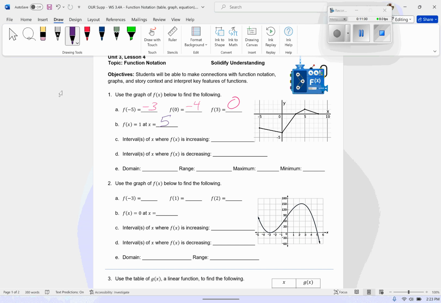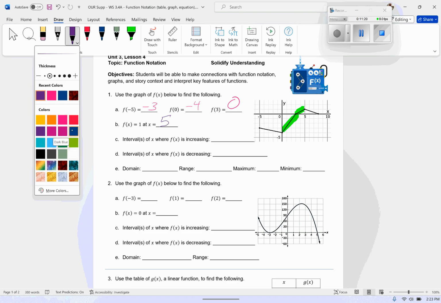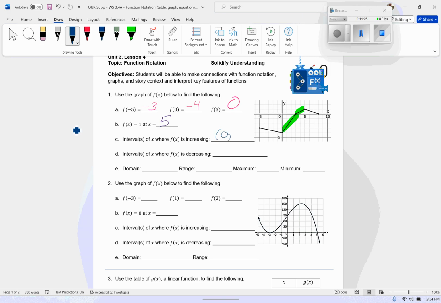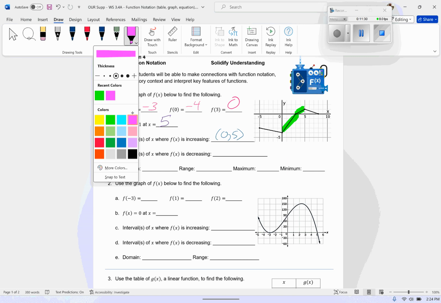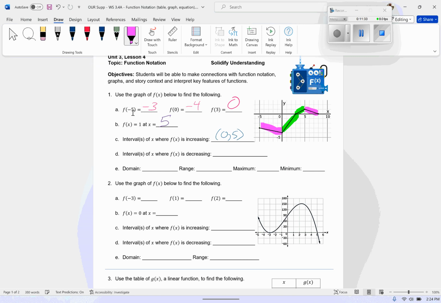Okay, so let's see. Interval where it is increasing. I'd say it's increasing here and there, right? 0 to 5? And it's decreasing in 2 spots, right? So it's decreasing there, and it's decreasing there, right? So we need to list both of those spots as decreasing.